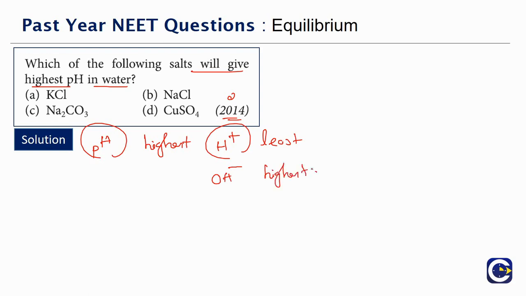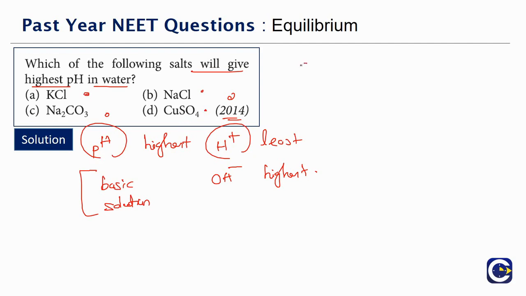So this is the condition we are looking for. pH high should be means what? The solution must be a basic solution. pH high means the solution must be what? Basic solution. Now here if you just take a look at these four options, what are we having? KCl, NaCl, Na2CO3, CuSO4. All of these are what? They are all salts.